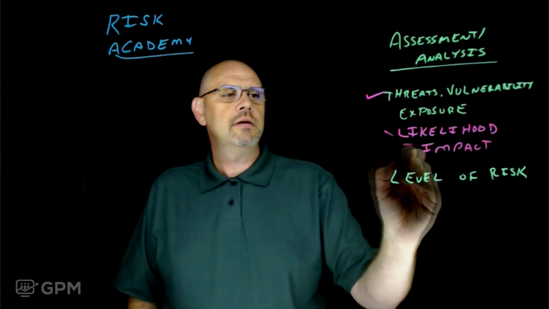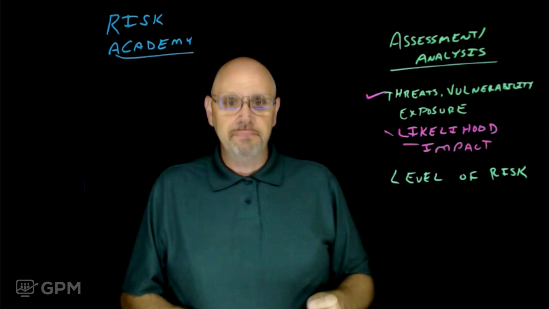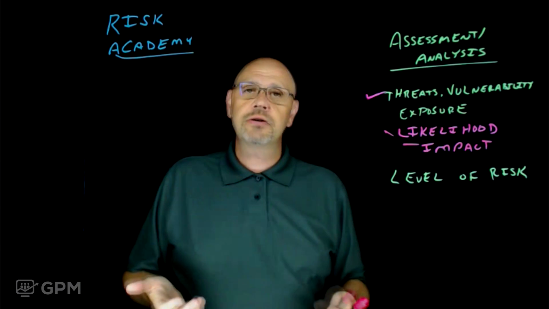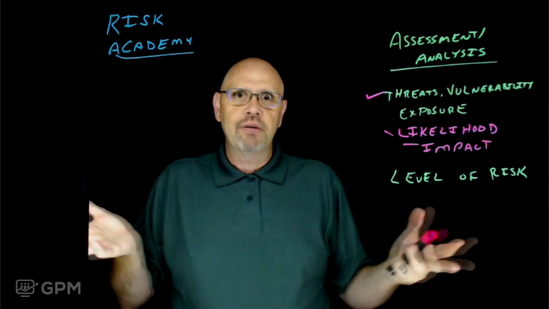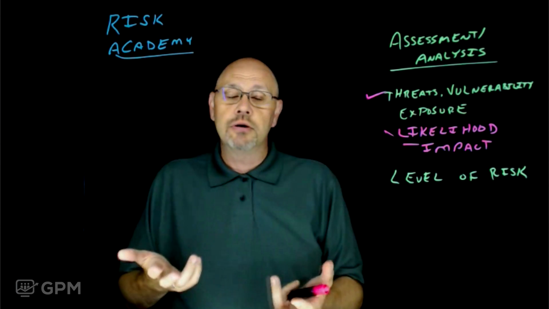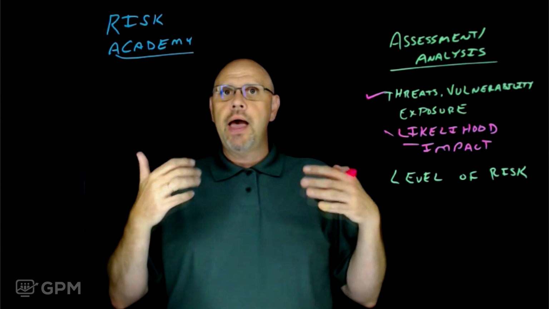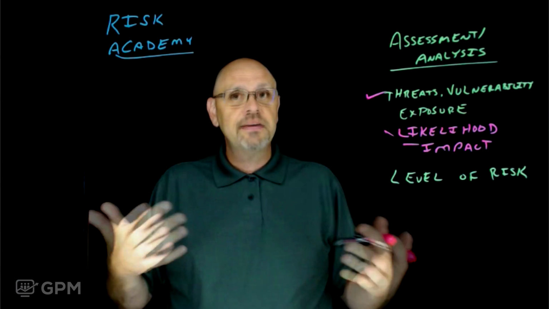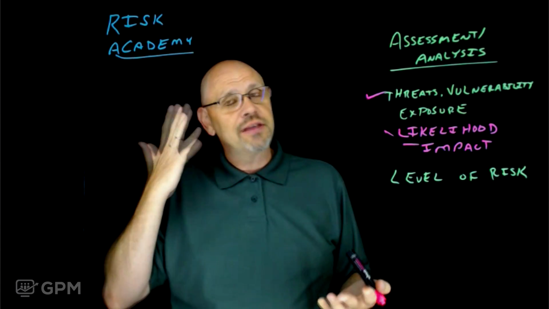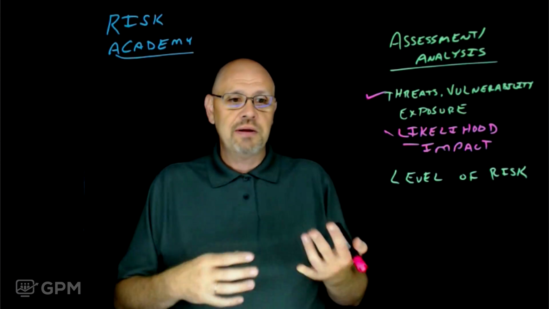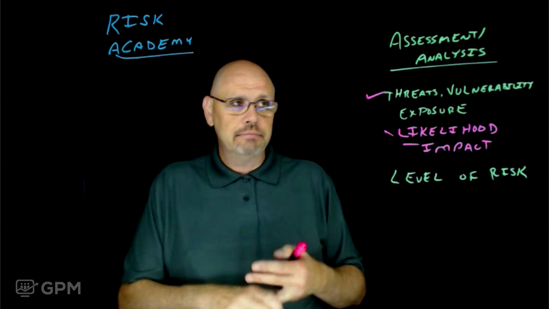So the likelihood and the impact that something will happen. An example would be, if you think of threats, vulnerabilities, and exposure, if you have a building in Florida that's next to the intercoastal waterway, what kind of threats would be there? Obviously, if it's close, flooding would probably be one of the first things you'd think of. But you could think of all the natural disaster threats. What about a tornado? What about a hurricane?